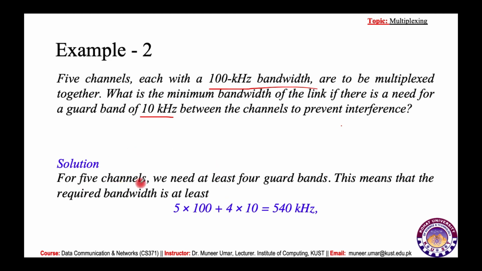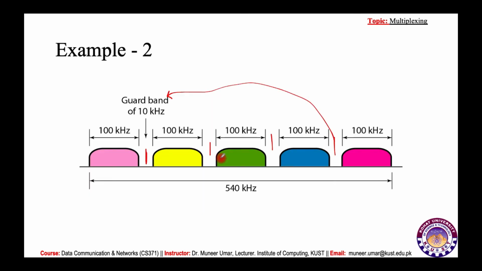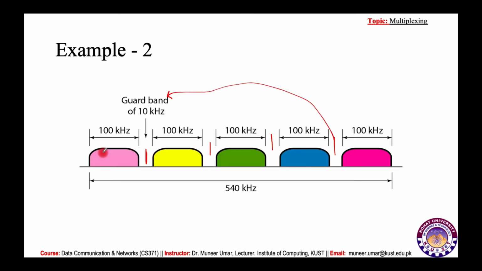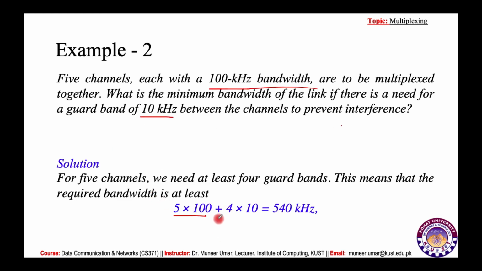So the solution: for 5 channels, we need at least 4 guard bands in between. If there are 5 channels, in between there would be 4 guard bands. This means that the required bandwidth is at least 5 into 100 plus 4 into 10. So 5 channels, each having 100 kilohertz, and 4 guard bands, each having 10 kilohertz. So this will give us 540 kilohertz.